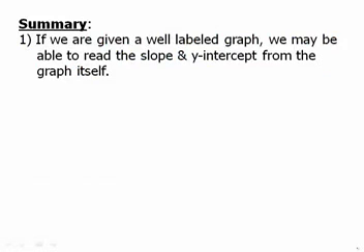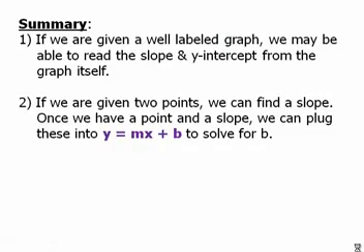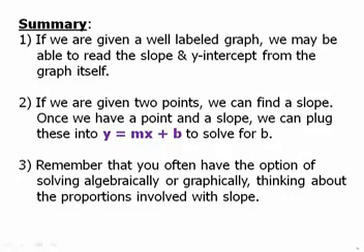If we're given a well-labeled graph, we may be able to read the slope and the y-intercept from the graph itself. That's a big idea. Once we're given 2 points, we can find a slope. Once we have a point and a slope, we can plug these into y equals mx plus b to solve for b. And remember, you often have the option of solving algebraically or graphically, thinking about the proportions involved with the slope. And again, if you can solve the problem both ways, with an algebraic solution and a graphical solution, you understand this topic extremely well.